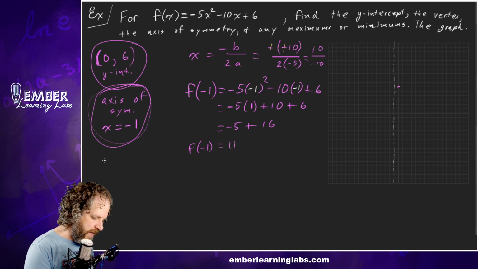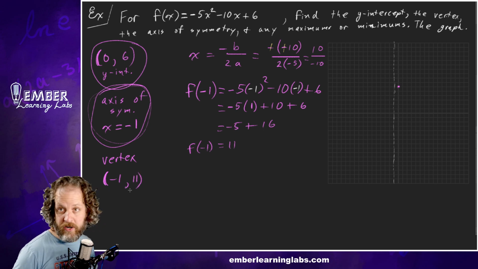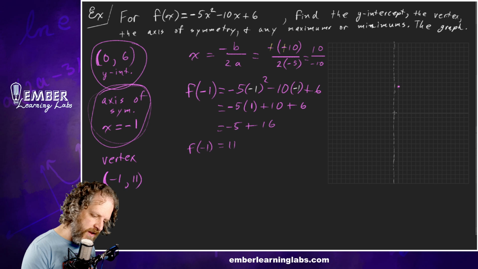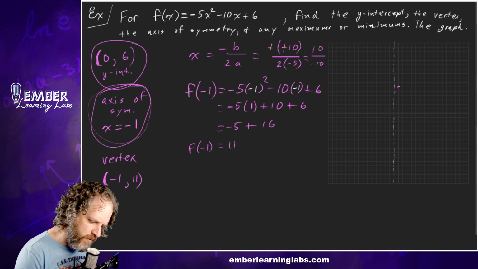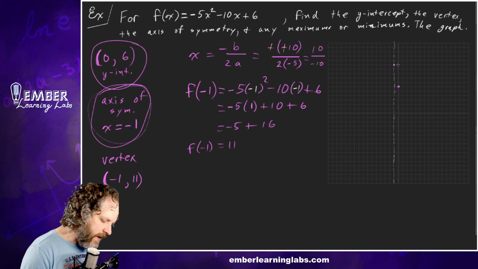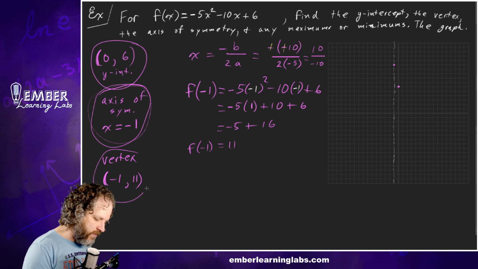So the vertex is the point. Forget it. All right. The vertex is the point -1, 11. So let's put a dot there. So -1 and 11. So 1, 2, 3, 4, 5, 6, 7, 8, 9, 10, 11. So we're going to put a dot right there. Now, let's finish getting this list, and then I'll show you how to get one or two other points.